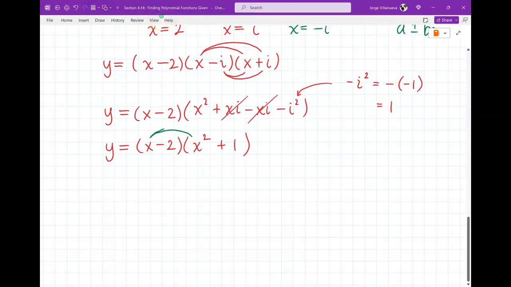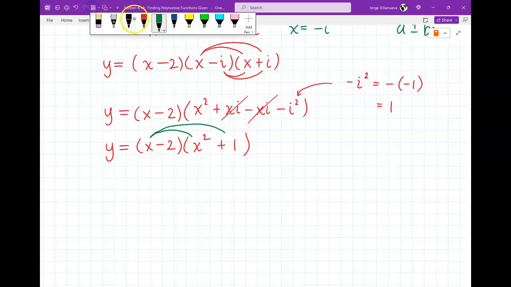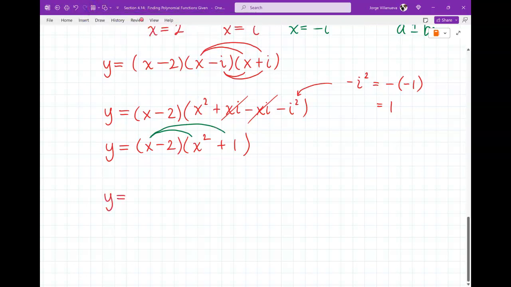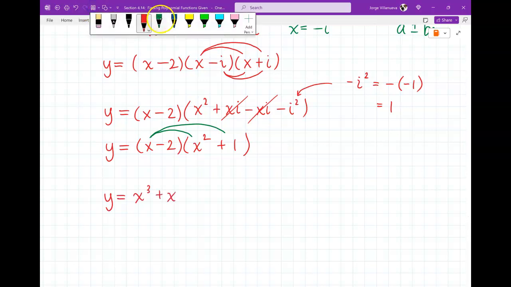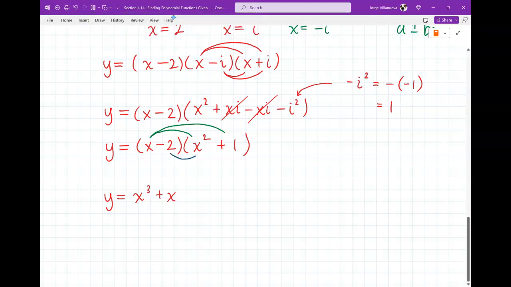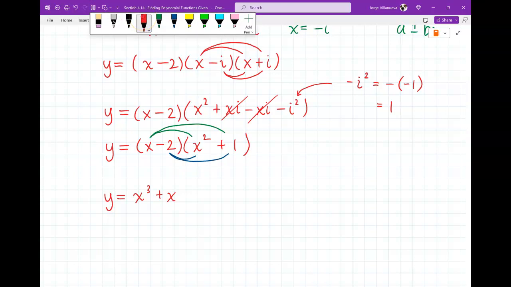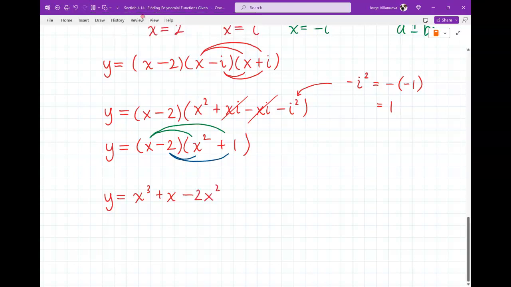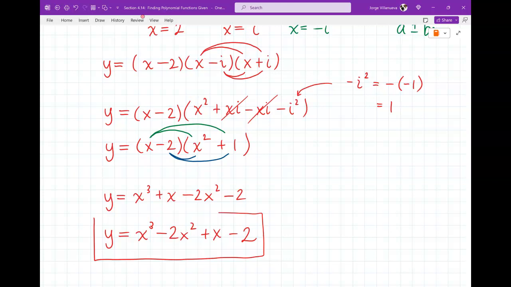So let me go ahead and do that, and then we're done. So x times x squared, x times 1. So y equals x cubed plus x. And then negative 2 times x squared, negative 2 times 1. That's negative 2x squared minus 2. So let me just write it in order. x cubed minus 2x squared plus x minus 2. And there you are.